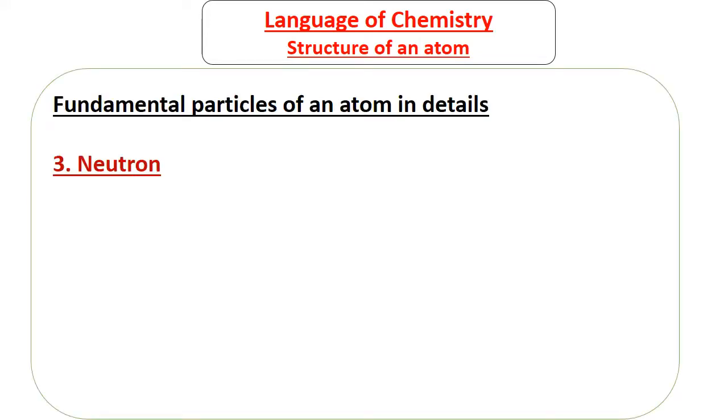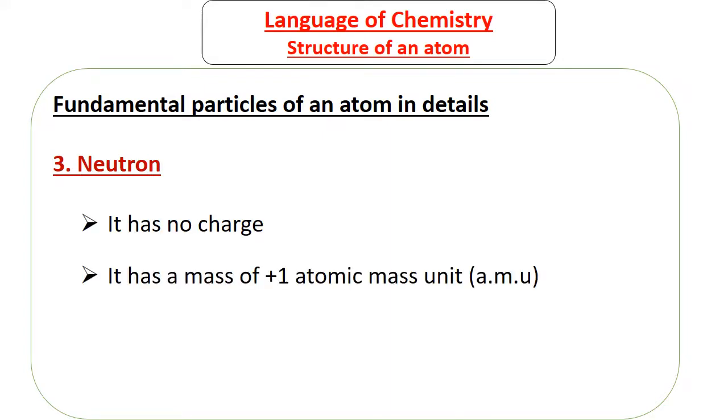Finally, we have the neutron. The neutron has no charge and it has a mass of 1 atomic mass unit. The mass of a neutron is the same as the mass of a proton, which is 1. The mass of an electron is 1/1840, and if you punch that, you're going to get a very small number. So when you are trying to represent the mass of an atom, we usually just add the mass of the neutron and that of a proton, because that of an electron is very small.